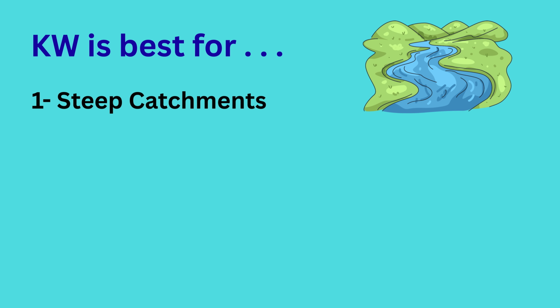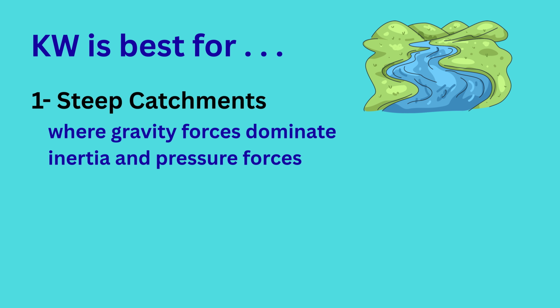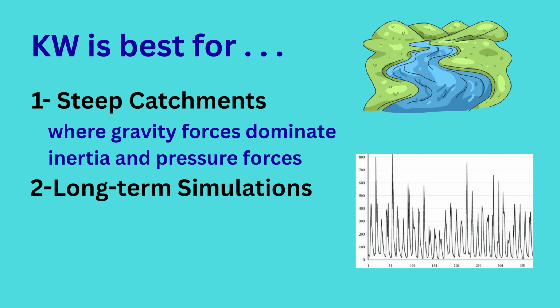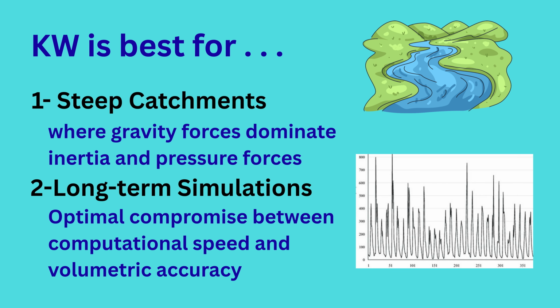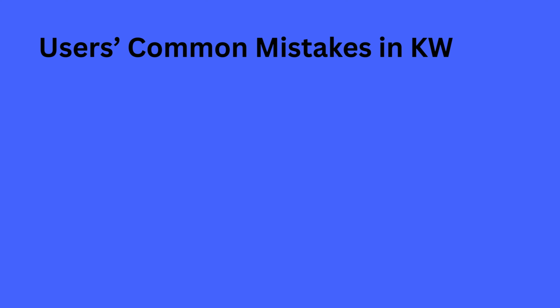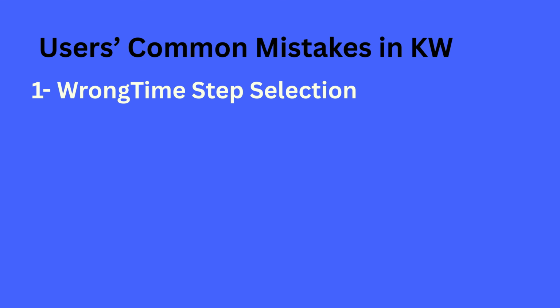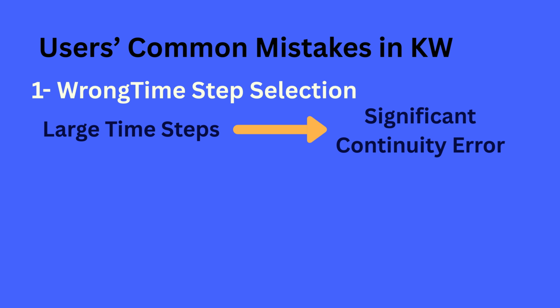This method is best for steep catchments where gravity forces dominate inertia and pressure forces, and for long-term simulations, as kinematic wave offers an optimal compromise between computational speed and volumetric accuracy. The common mistakes in these methods are as follows. First, the time step selection. Although the implicit kinematic wave solver is stable, large time steps can cause significant continuity errors.